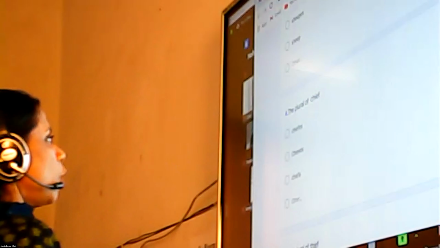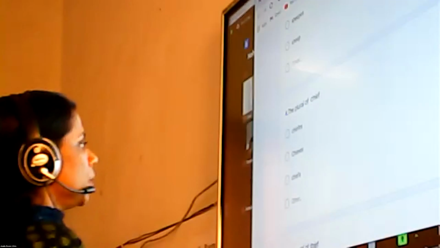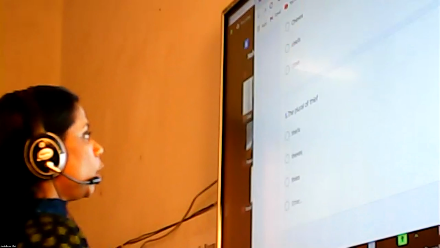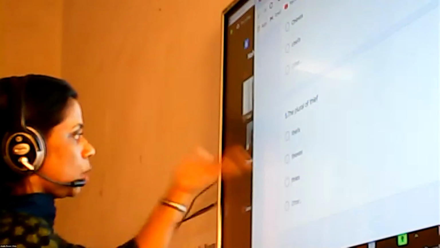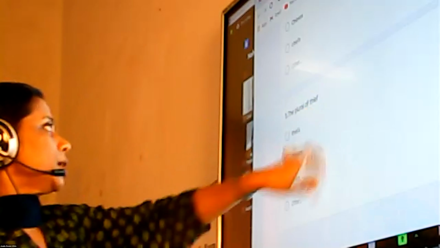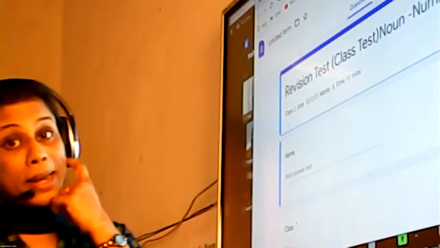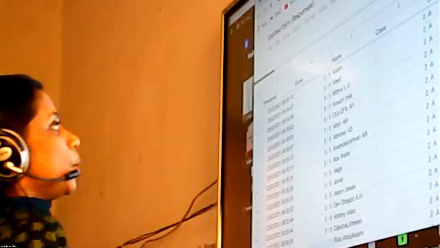The plural form of chief, C-H-I-E-F. So the different forms are given. Please do click on to the right option. The plural of thief. If you know the correct answer, please do click on to the right options. Please do see the correct spelling even. There are spelling errors even. And click on to the right options.